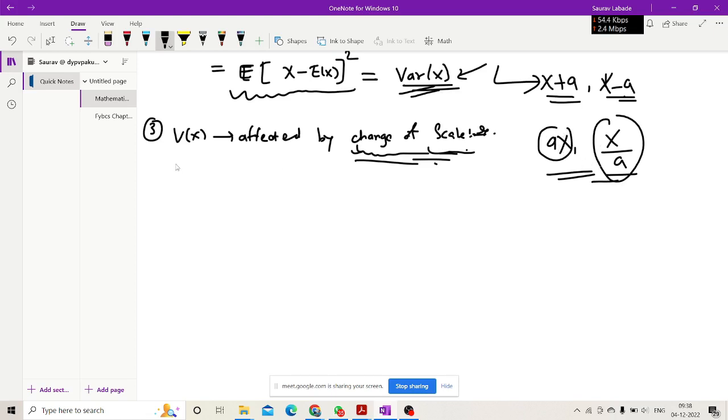Okay, let's see. So when we are multiplying by a constant, let's consider variance of ax. Then what will happen? When this value comes out of the bracket, what happens? The term gets squared, right. So it will become a square into variance of x, right? We take the square of that constant and then variance of x.